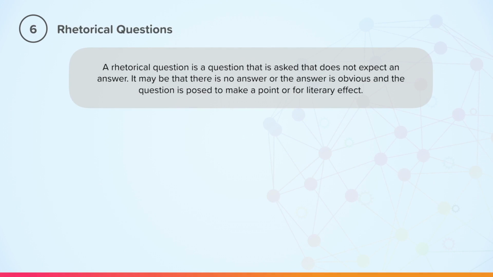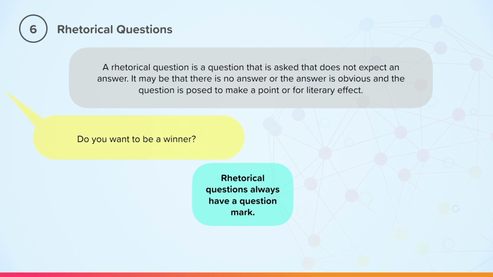A rhetorical question is a question that is asked that does not expect an answer. It may be that there is no answer, or that the answer is obvious and the question posed is to make a point or for literary effect. What we need to remember when using rhetorical questions is that you should always use a question mark with a rhetorical question. Examples of rhetorical questions include, do you want to be a winner? Well, here the answer is obviously yes.